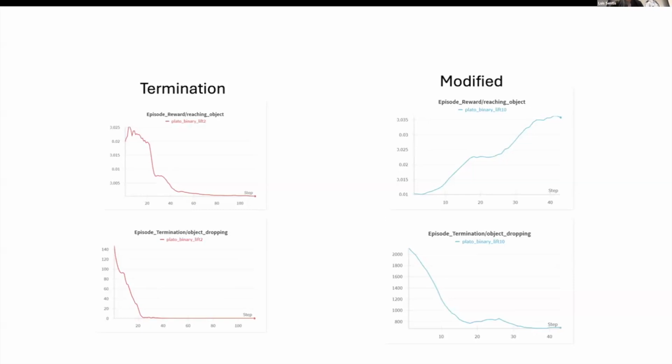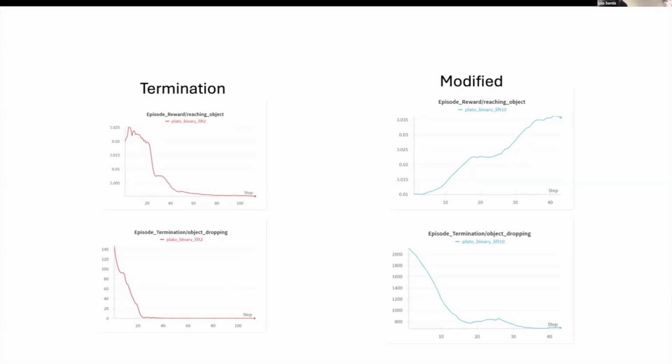So basically on the left, this is for terminating when the object is dropped. And so you can see when it starts, it drops the object a lot. And so it kind of goes down as it learns to not drop the object. But the result of that is it also learns to stop reaching for the object, because if it touches the object and it falls and it gets penalized or terminated in this case, it learns to just not touch the object, and everything's great. That obviously was not optimal for what we're trying to do.